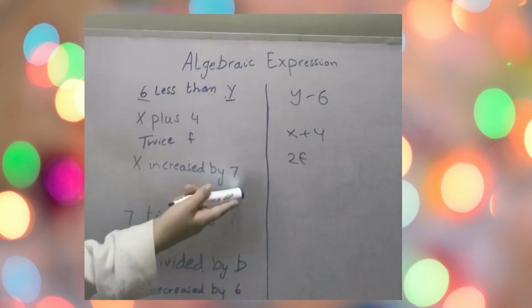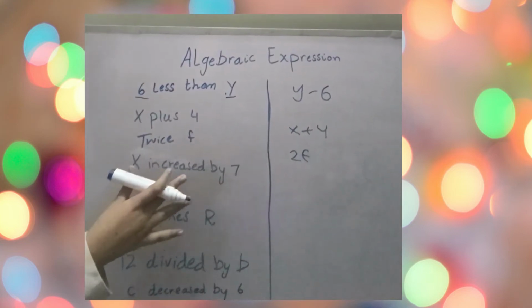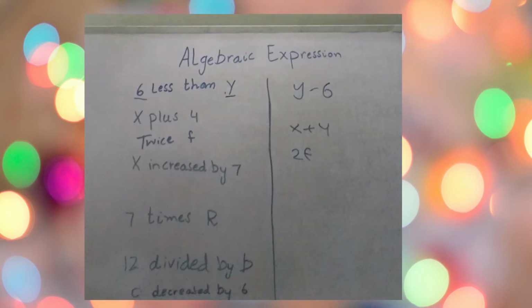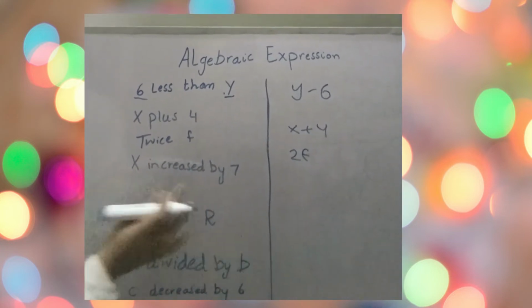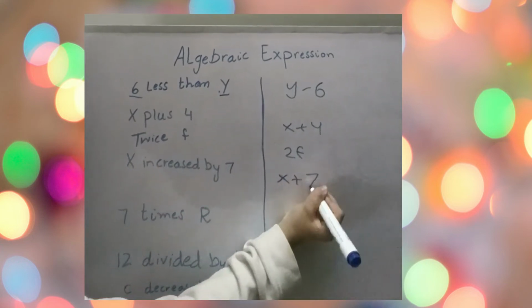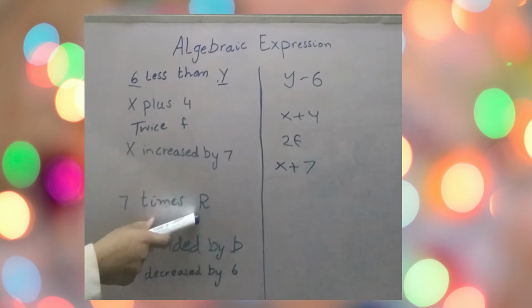x increased by 7. This is also addition because increased by is screaming addition. So they would stay in their position. x plus 7.